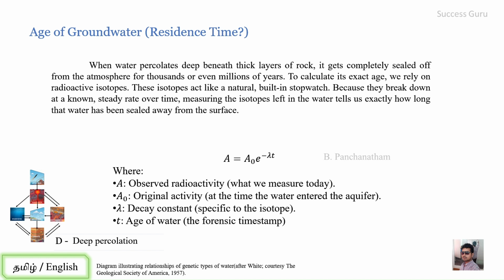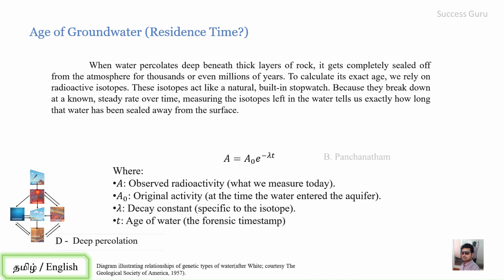Here is a formula to calculate the age of groundwater using radioactive isotopes. This is a standard formula where A = A0 e^(-λt). A is the observed radioactivity, what we measure today in the groundwater. A0 is the original activity, at the time the water entered the aquifer. Lambda is the decay constant, which is specific to the isotope, so if the isotope changes, the decay constant changes accordingly. And t is the age of the water, the forensic timestamp, which is what we are going to calculate. So this is how it can be done.